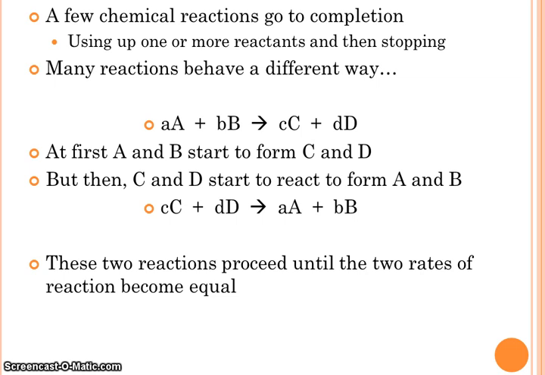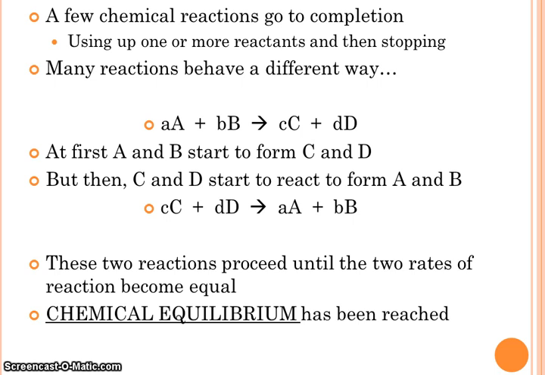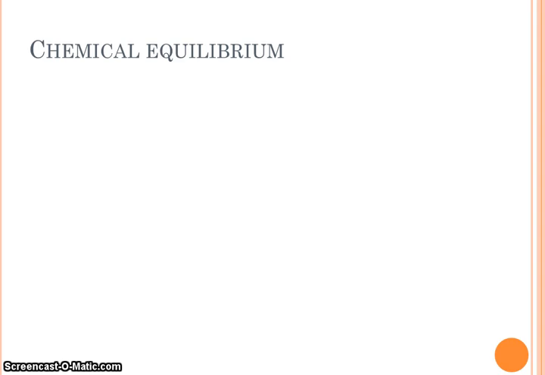These reactions proceed until the two rates are equal. And at that point, we have what's called a chemical equilibrium. So we've got A plus B producing C plus D, which is at a high rate initially, and its rate starts to go down as the concentrations of A and B go down. As C and D start to be produced and their concentrations increase, the rate of reaction for C and D goes up, and we start to reproduce A and B, and when the rate of the forward reaction equals the rate of the reverse reaction, we have chemical equilibrium.